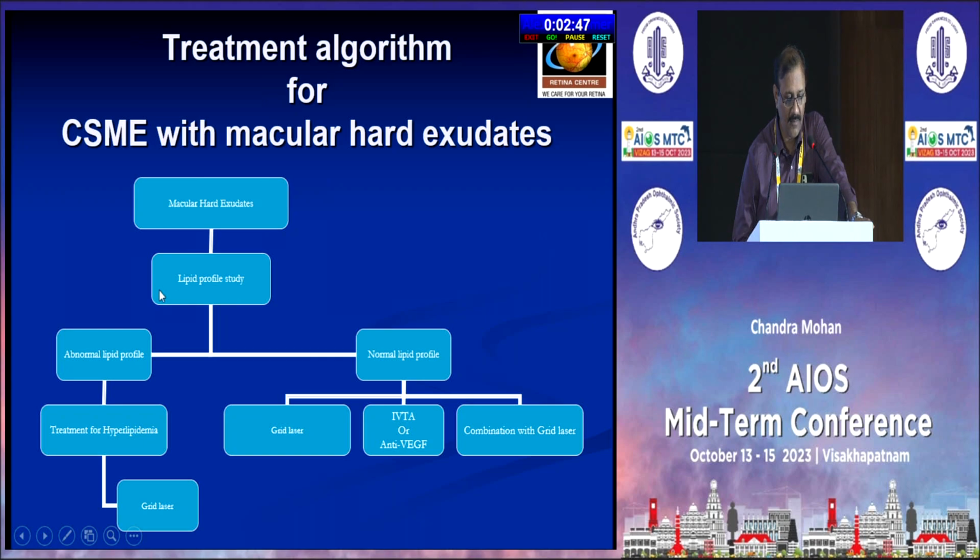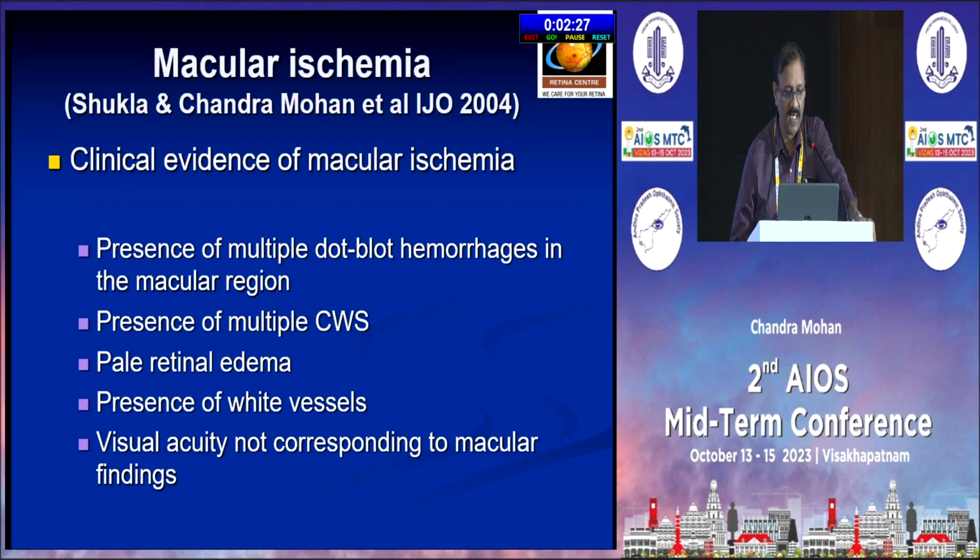If the lipid profile abnormality is there, then there is no hurry in treating macular edema. Then you can treat the abnormal lipid profile with lipid lowering drugs and then treat the residual edema. If the lipid profile is normal, then you can jump in treating macular edema with intravitreal injections or adjuvant added with grid laser.